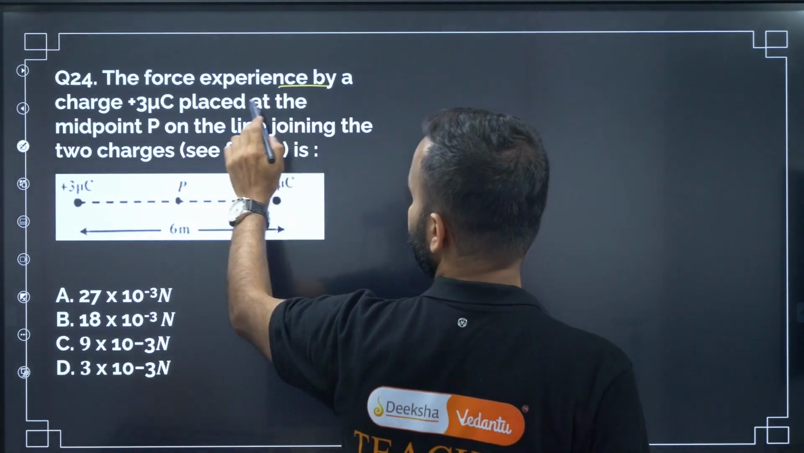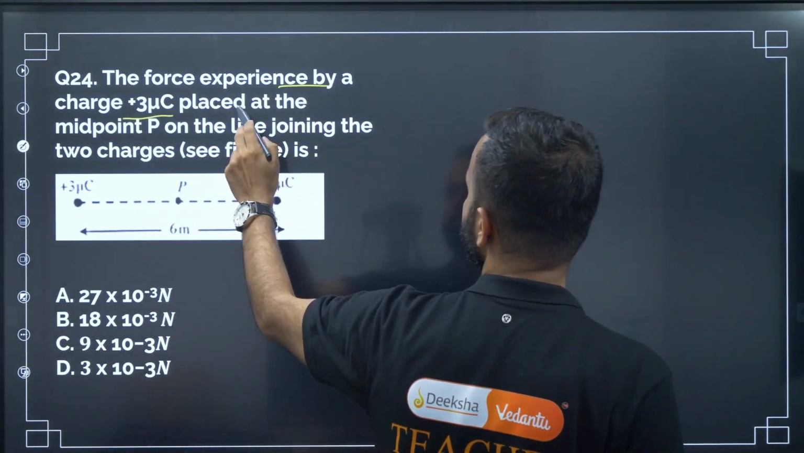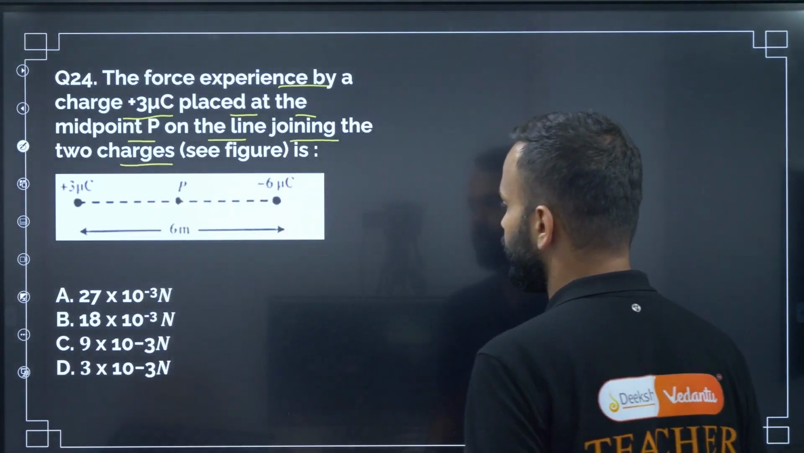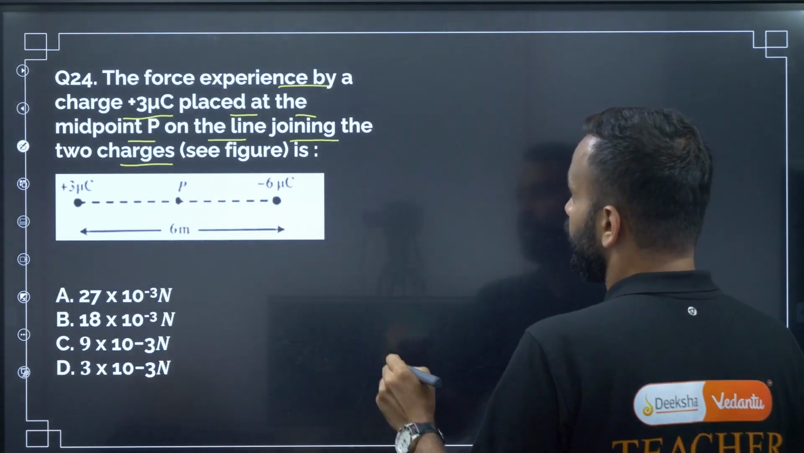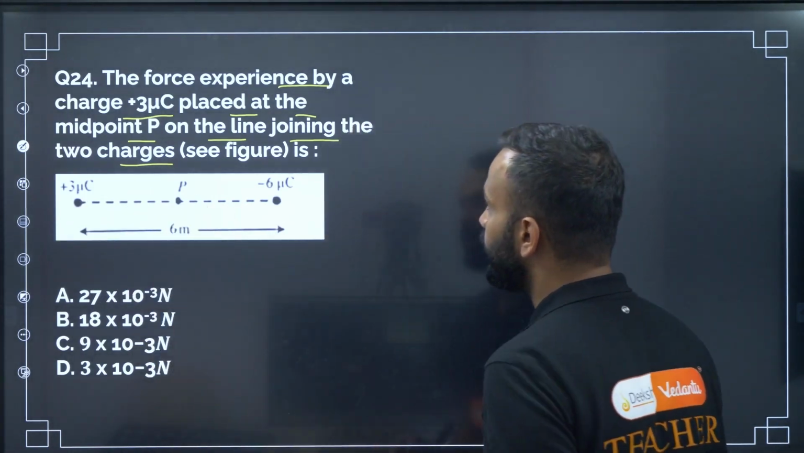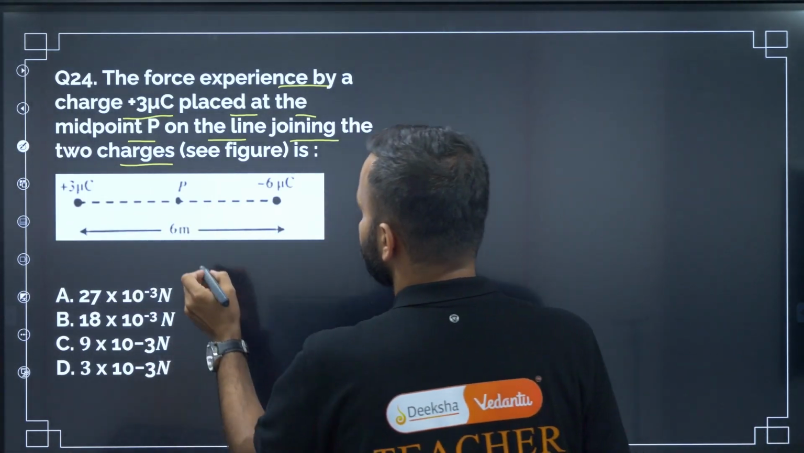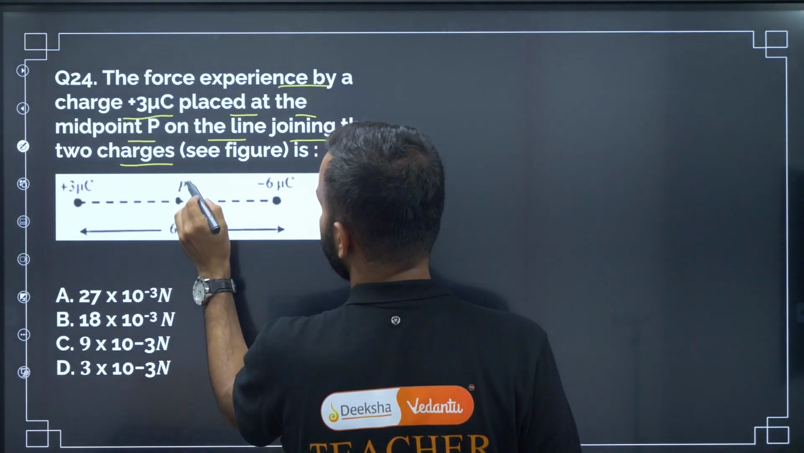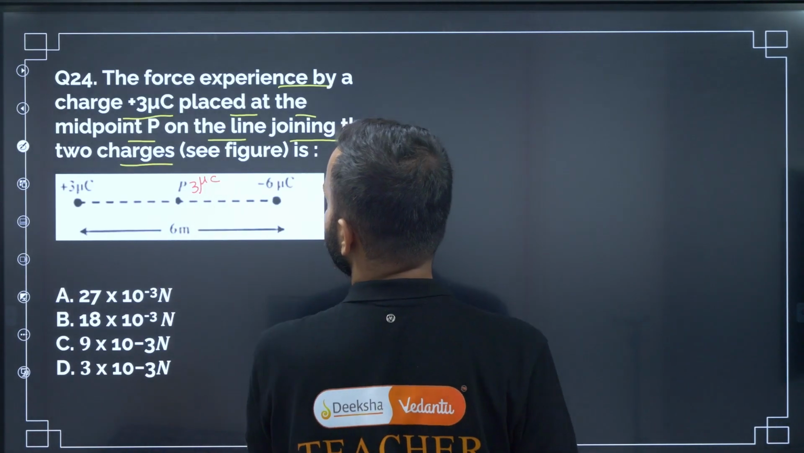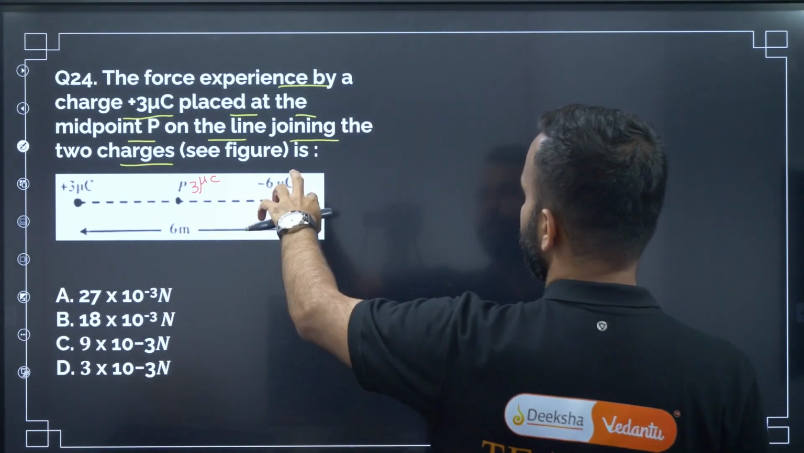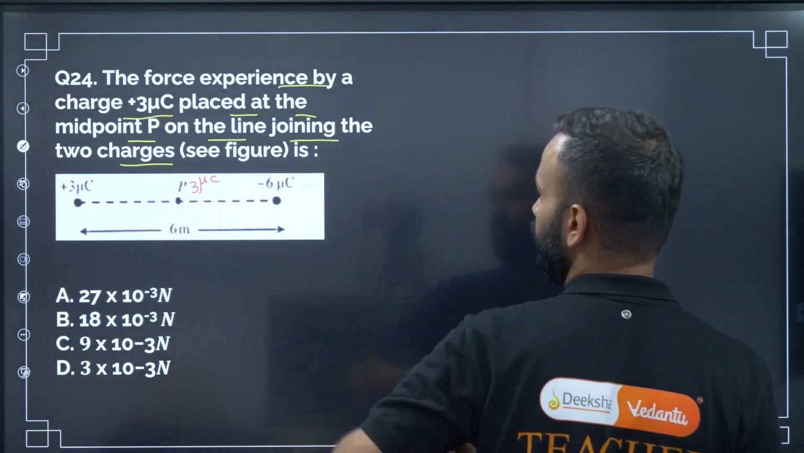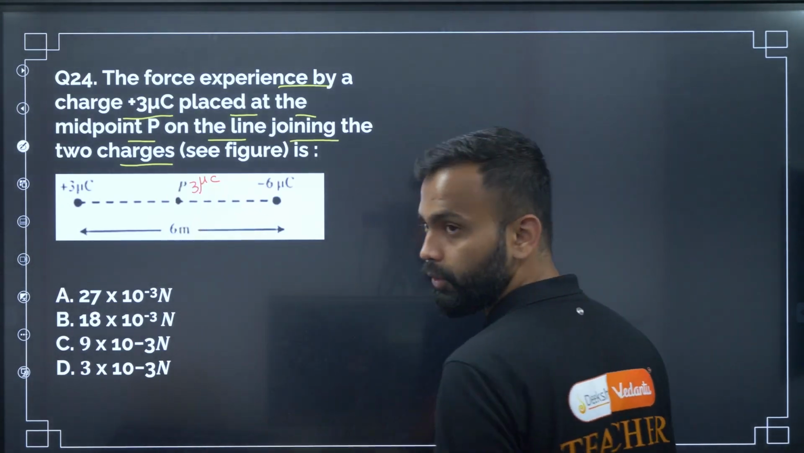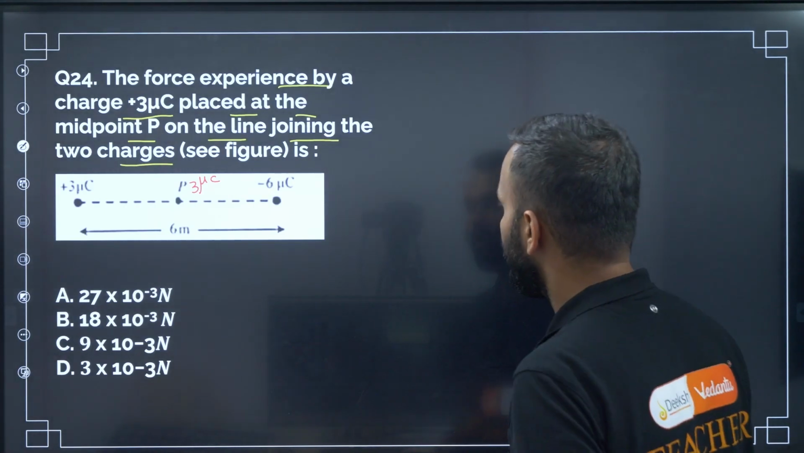The force experienced by a charge plus 3 microcoulomb placed at the midpoint P on the line joining the two charges is... So this is the given diagram, right? So plus 3 microcoulomb charge is placed at point P, on the line joining the two charges. So we need to find the force experienced by this 3 microcoulomb charge, right?